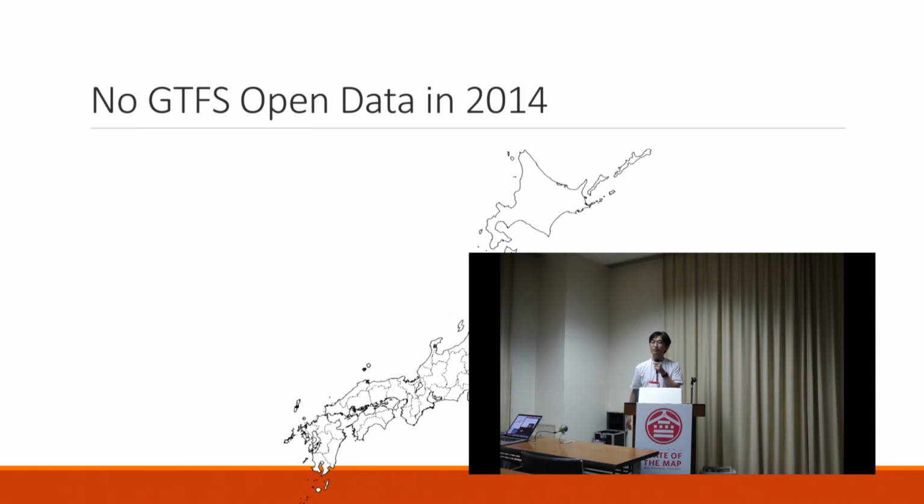This is the state of Japanese GTFS open data in 2014. There was nothing, no open data. If you were trying to find Japanese data, there was no data. This is what was there in 2014.